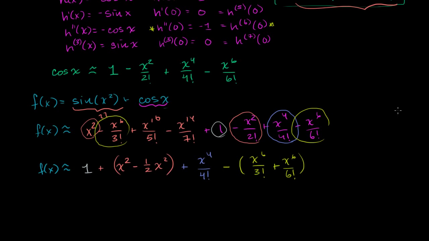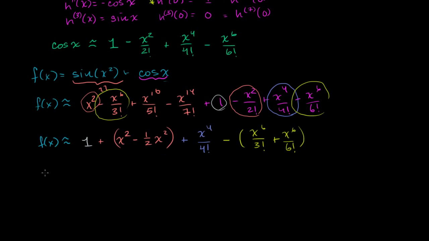And now we can just simplify this thing right over here. So f of x is approximately equal to 1 plus, if you have an x squared minus half of an x squared, you're going to have 1/2 x squared, or I can just write x squared over 2, and then in that blue color, plus x to the 4th over 4 factorial. And then to simplify this, 3 factorial, 6 factorial. 6 factorial is the same thing as 3 factorial times 4 times 5 times 6, or 3 factorial times 120.